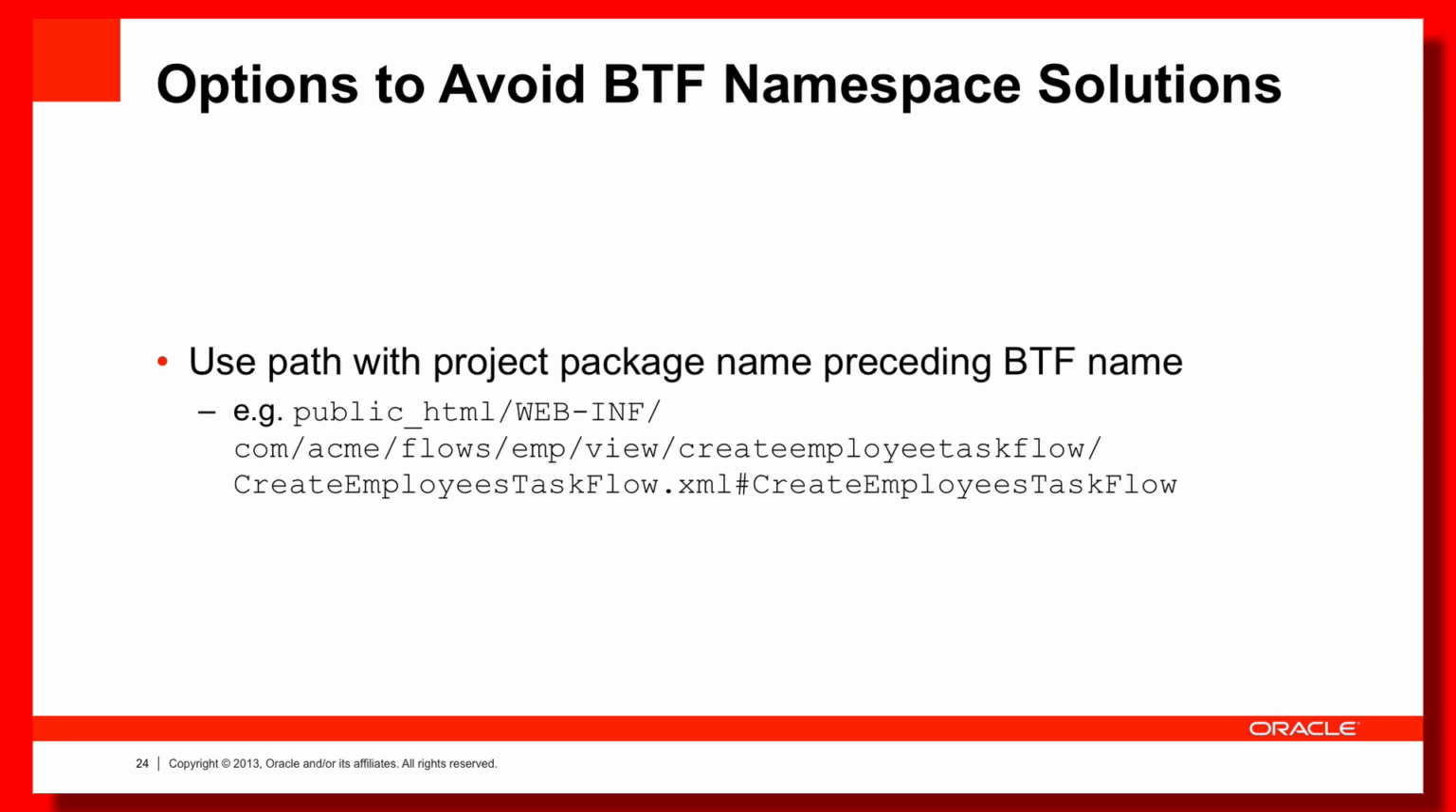So in the example here where we have a task flow called create employees task flow XML, we don't place that within the public HTML WEB-INF directory, we place it under a subdirectory structure: public HTML WEB-INF com acme flows empview, create employees task flow, and then the task flow itself. Now, just by following those guidelines, the overall bounded task flow ID will be a combination of all of those, including that unique package that we've actually used for the ViewController project. And now we basically get a mechanism for uniquely identifying our bounded task flows across all workspaces.